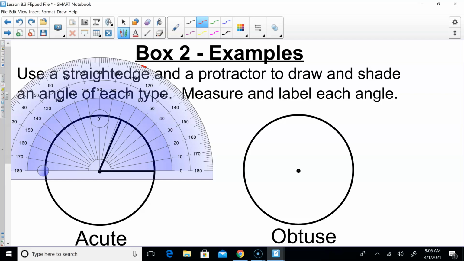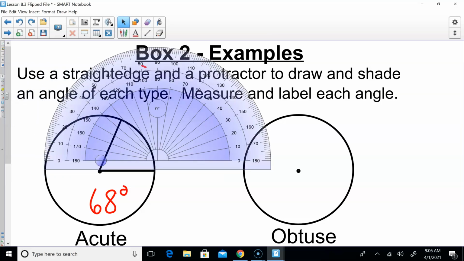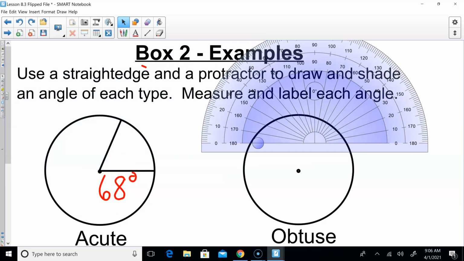So I'm going to say that is 68 degrees. So 68 degrees. I probably should actually put it where the actual angle is, because that's actually a different measurement where I just put it. So let me move this over here. Let me take my 68 and move it. Now I feel better. That angle from there to there is 68.